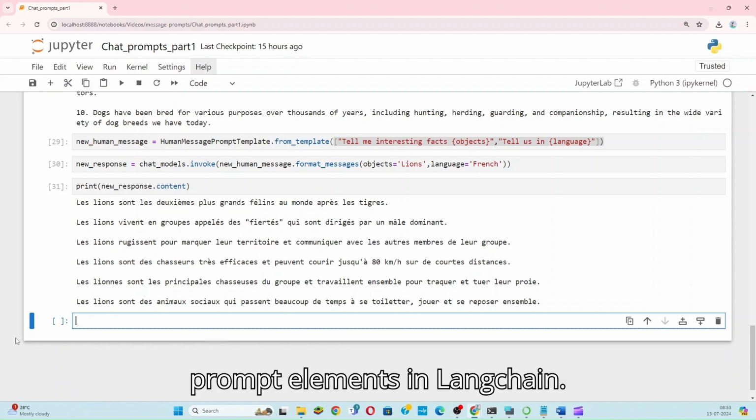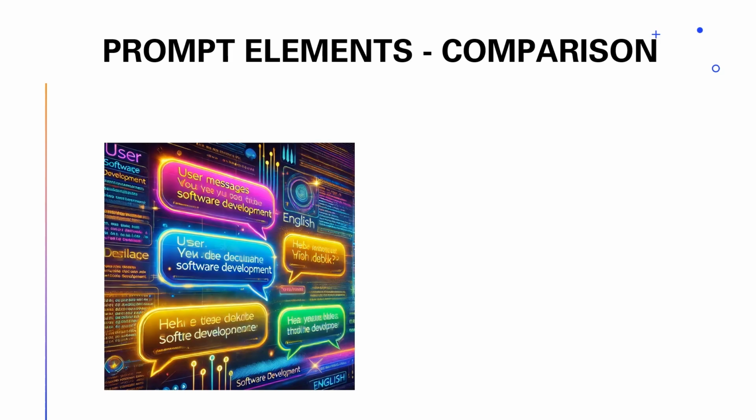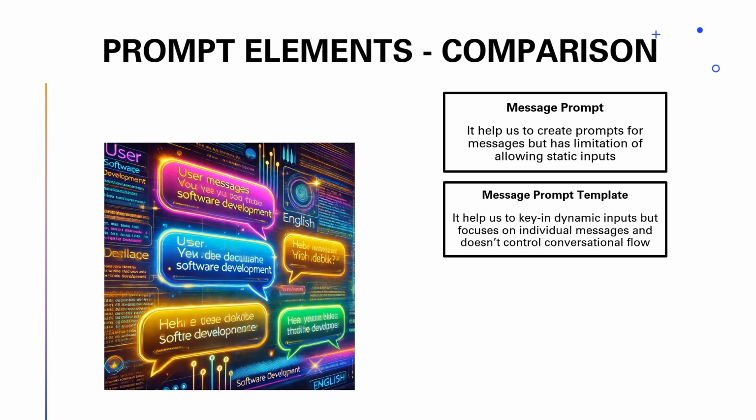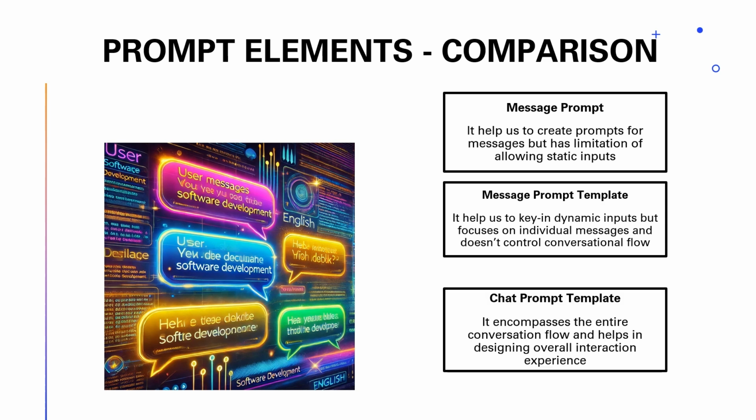Next, let's compare the chat prompt elements in LangChain one by one, starting with message prompt, which helps us to create prompts for messages, but it has the limitation of allowing only static inputs. This leads to message prompt template, which allows us to key in dynamic inputs. However, it focuses on individual messages and does not control conversational flow. To support orchestration, we have chat prompt template, which encompasses the entire conversation flow, aiding in designing the overall interaction experience. Let's see more about chat prompt template in our next video.